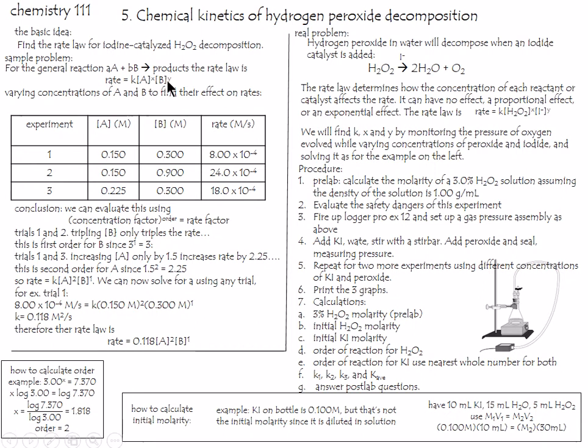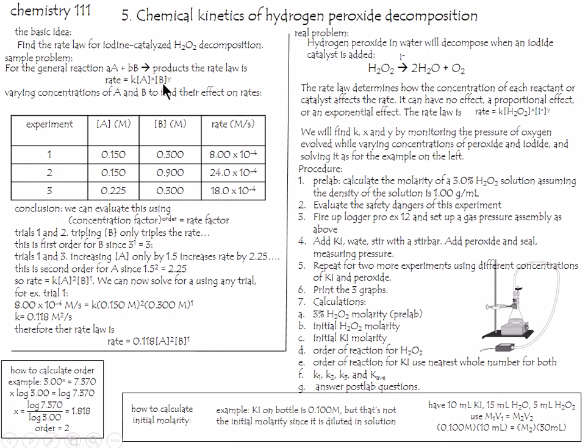The reason we do that is because typically we find that doubling the concentration of A will either have no effect on the rate, a proportional effect on the rate, or an exponential effect on the rate. In other words, x can be 0, 1, or 2. I suppose it could be higher as well, but that's pretty rare.